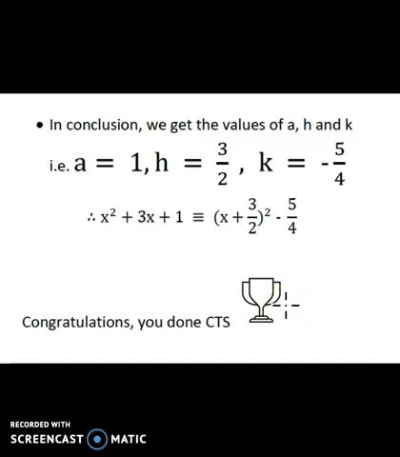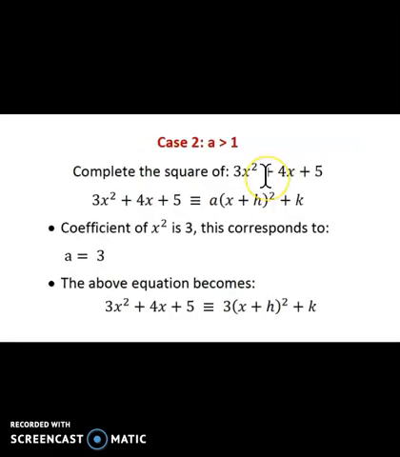Alright, so this is when a is equal to 1. What happens when a is no longer 1? That is when a is positive and when a is negative, meaning that a is greater than 0 and a is less than 0. What becomes of that case?